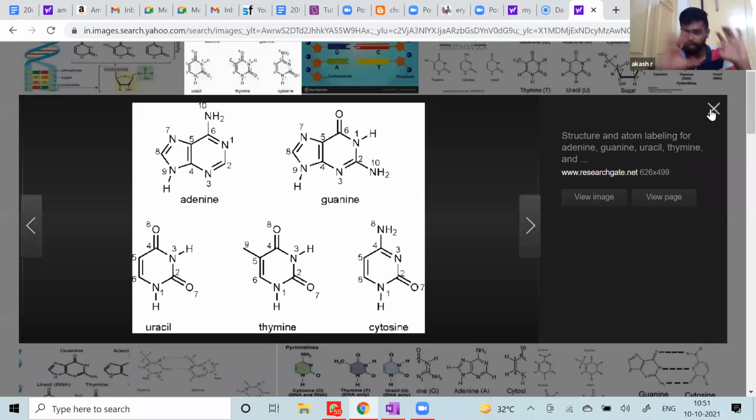Now I understood that there is a phosphate, there are these nitrogenous bases, and I have the sugar. Now we have to understand what kind of chemical bonds there are, how a covalent bond is present between all these 3, and how they are attached.